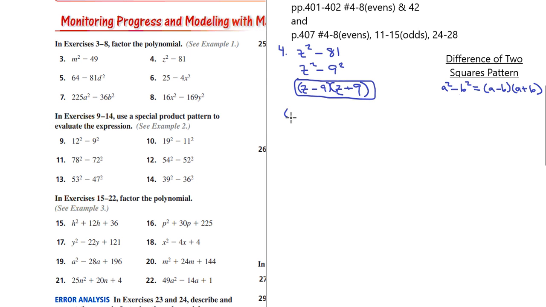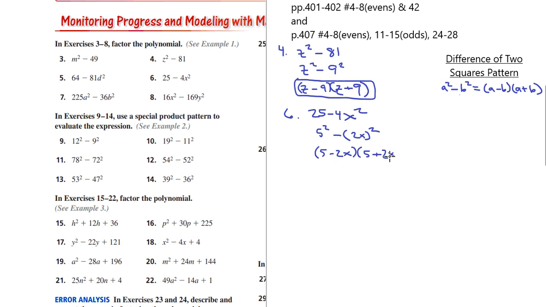On number 6, we have 25 minus 4x squared. Again, this is the difference of two squares pattern. This is 5 squared minus the quantity 2x squared, because 2x times 2x, or 2x squared, gives you 4x squared. So a squared minus b squared, a is 5 and b is 2x. So where you see an a, you plug in a 5, where you see a b, you plug in a 2x. So this factors into 5 minus 2x times the quantity 5 plus 2x.